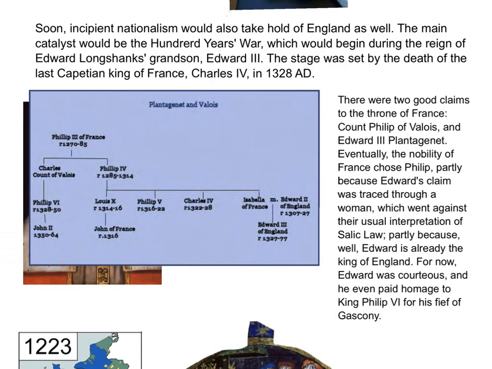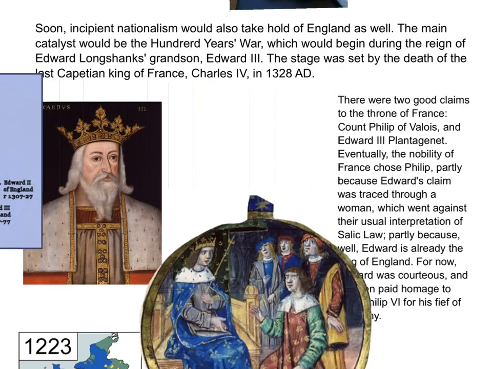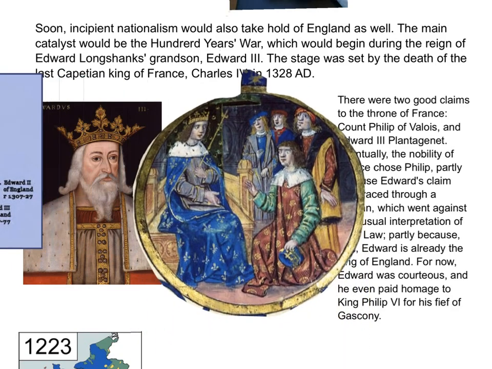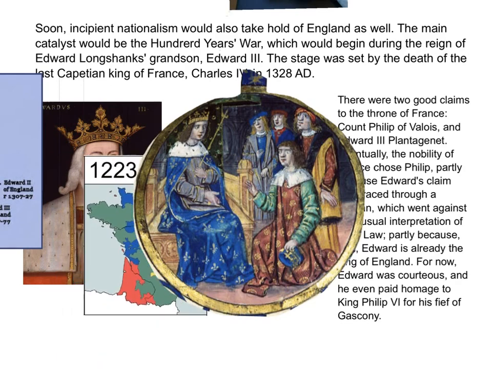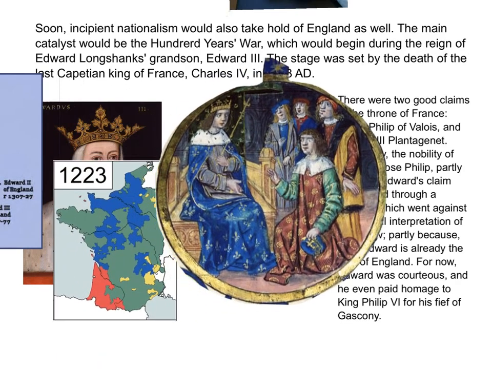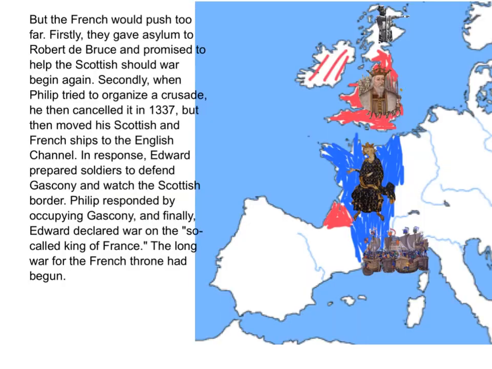He actually went ahead and paid homage to the King of France, the new king, Philip VI Valois, for his fief of Gascony. Recall, the English have some land in France, this little piece of Gascony down here, but they hold it as a fief from the French king. But the French would push too far. First of all, they gave asylum to Robert the Bruce, and they also promised Robert the Bruce that if war would begin again between England and Scotland, the French would help the Scottish.